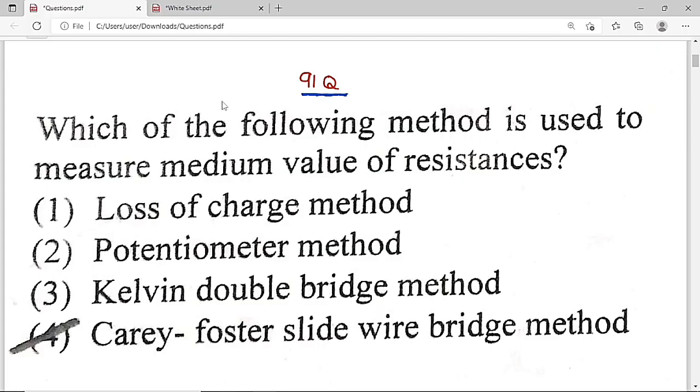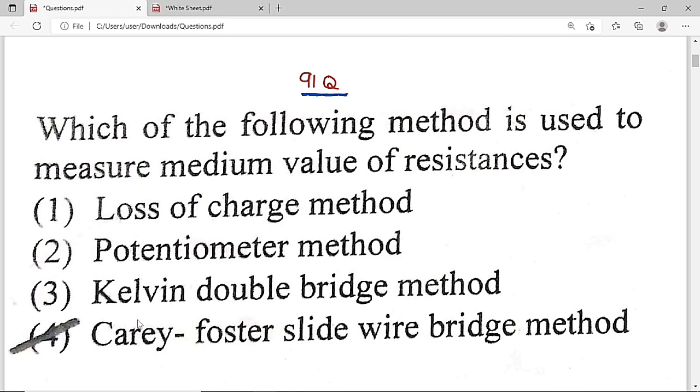So now we are going to solve the 91st question. See the question here. Which of the following methods is used to measure the medium value of resistance? Option A, loss of charge method. Option B, potentiometer method. Option C, Kelvin-Neville bridge method. And option D, Carey-Foster-Slidewire bridge method.